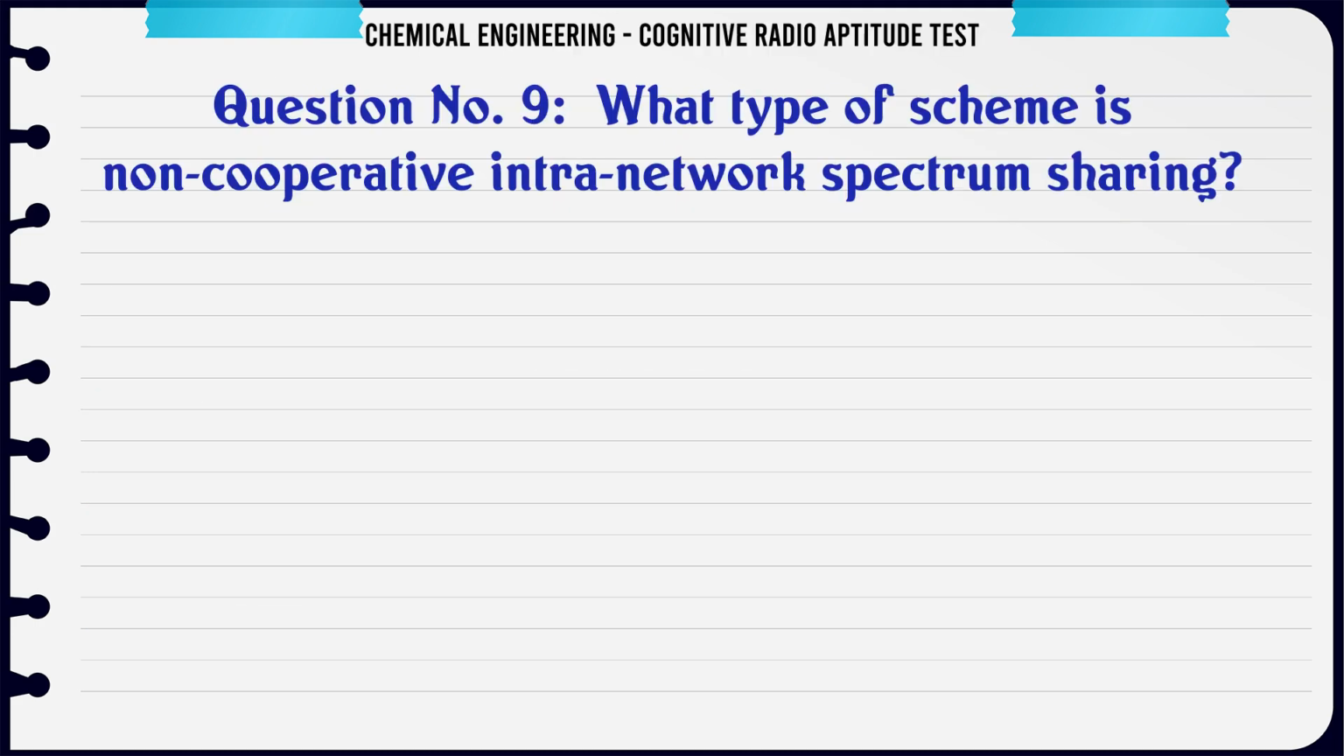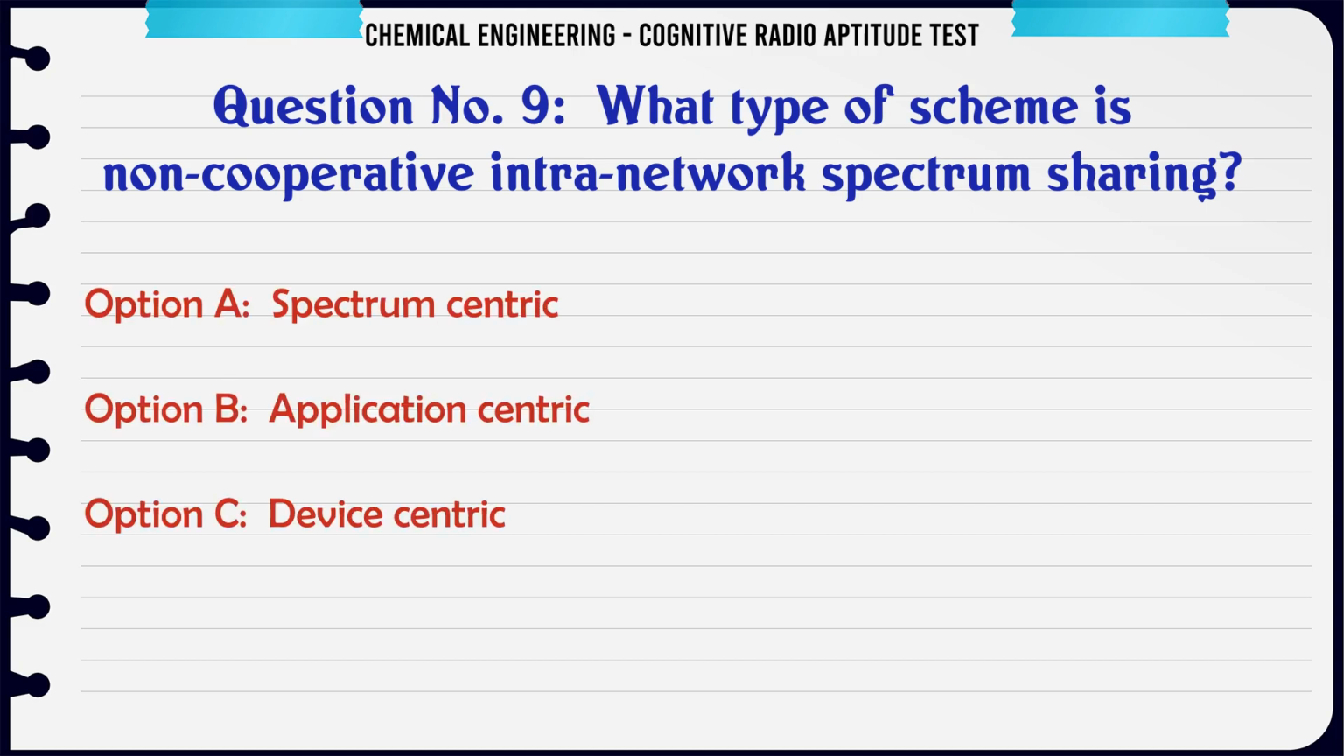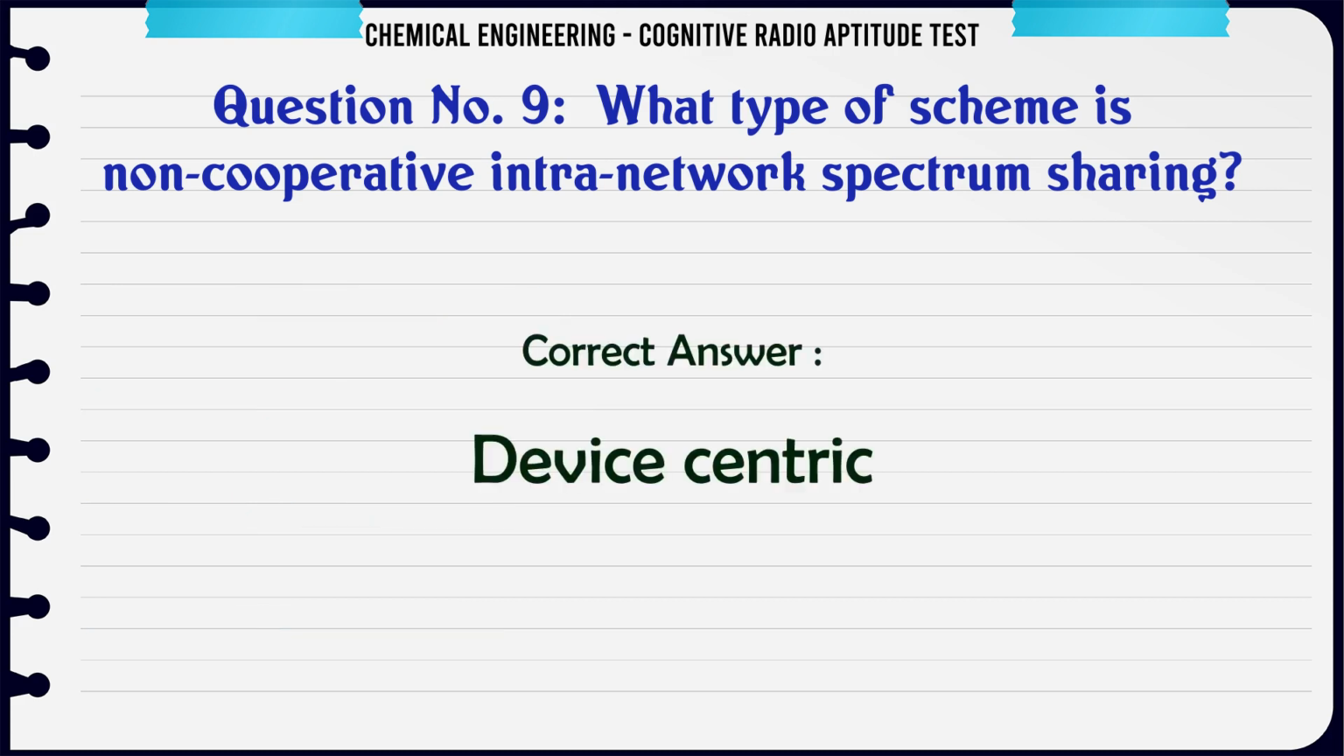What type of scheme is non-cooperative intra-network spectrum sharing? A. Spectrum-centric. B. Application-centric. C. Device-centric. D. Access-centric. The correct answer is device-centric.